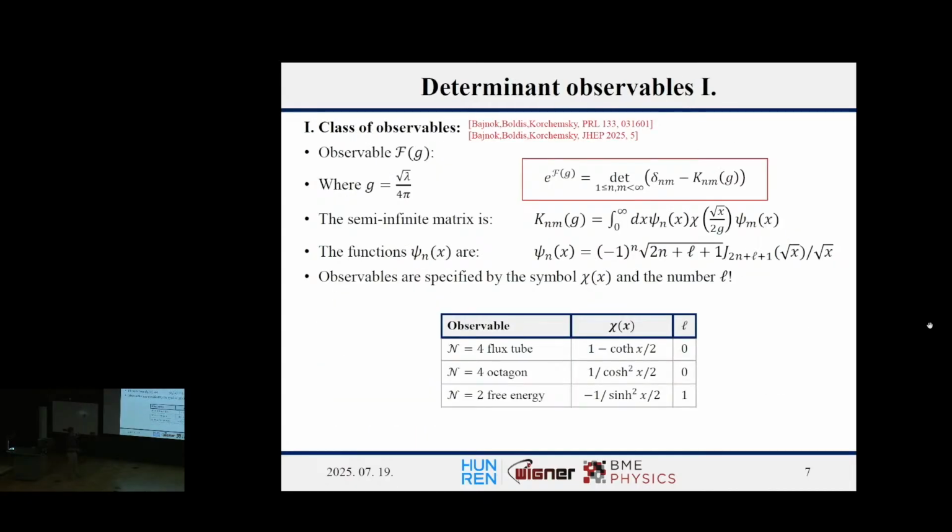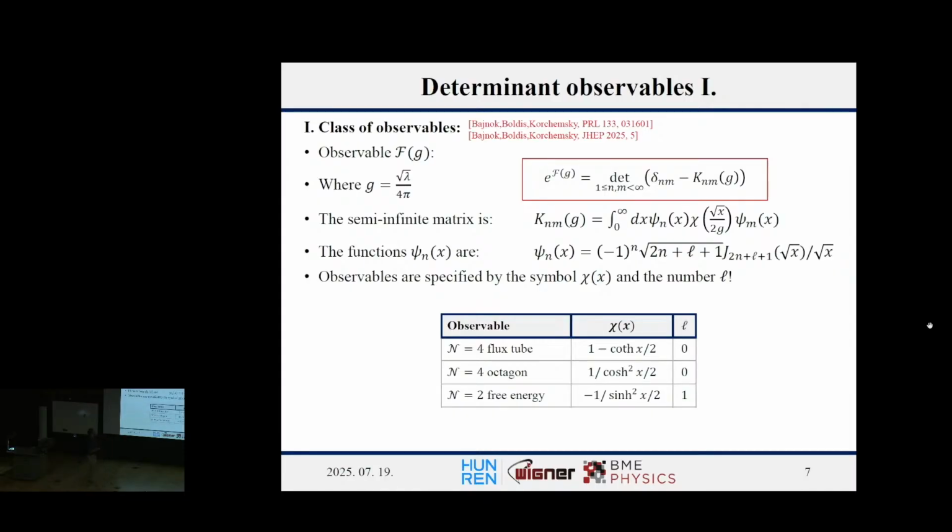And this is that for arbitrary 't Hooft coupling, which from now on I will denote by g because it's more suitable, in each of these cases your observable is given by a determinant of a semi-infinite matrix.